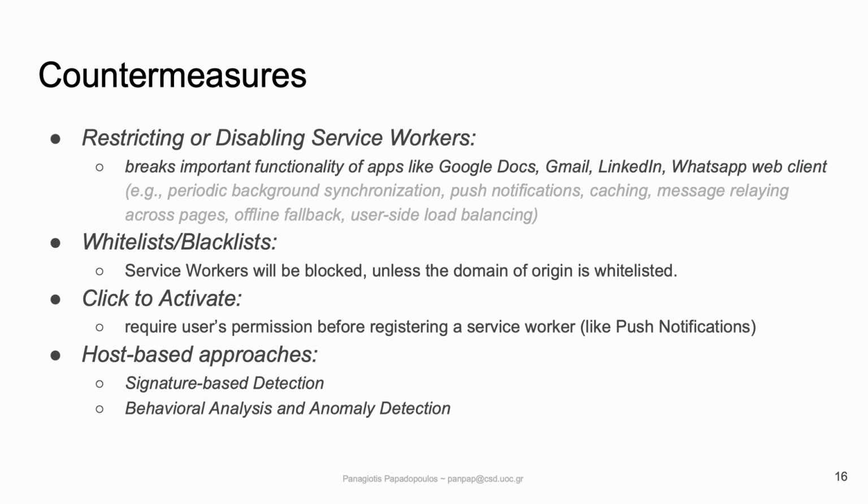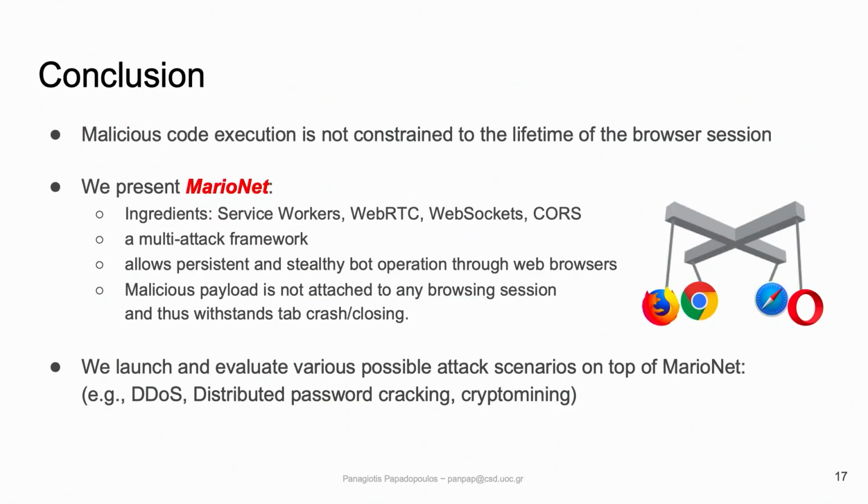One other countermeasure that one could use include the use of whitelists or blacklists. So the service worker would not get registered if the domain is blacklisted, or the browsers could ask for the user's permission before registering any service worker, pretty much what they do right now for push notifications. Of course, last but not least, we have all these traditional approaches like signature-based detection, behavioral analysis and anomaly detection, which take place on the user's device.